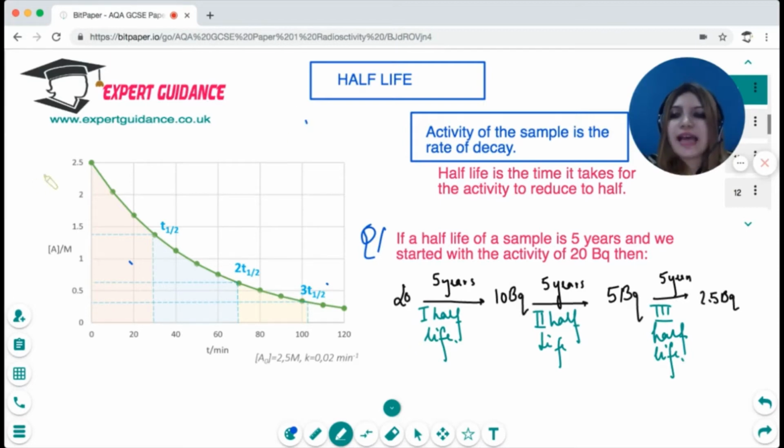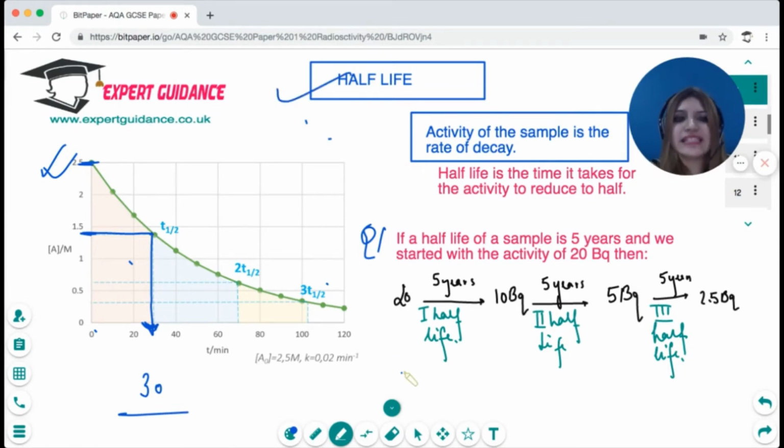Now in the exam they can give you a graph and ask you to find the half-life. How will you find the half-life from this graph? You can see the maximum activity is 2.5. So half of this is 1.25. So look at 1.25, read it across, and read the time. So we can get that the half-life is around 30 minutes. All right, so I hope doing the half-life numerically and graphically is clear to you.